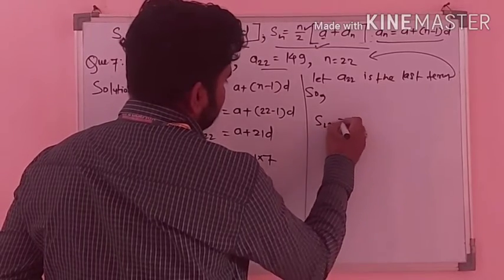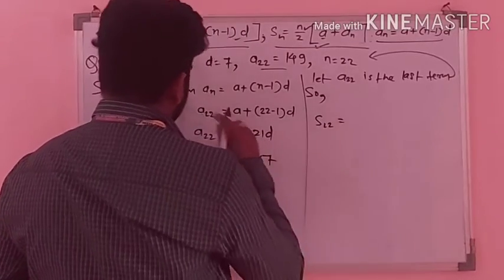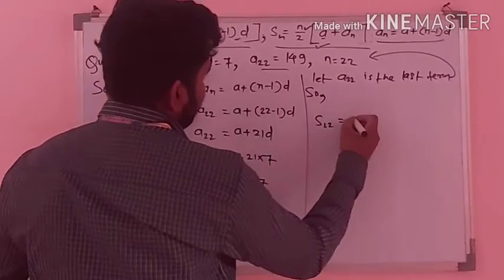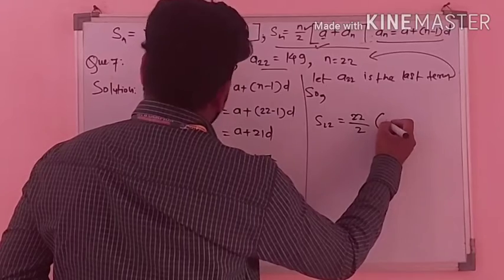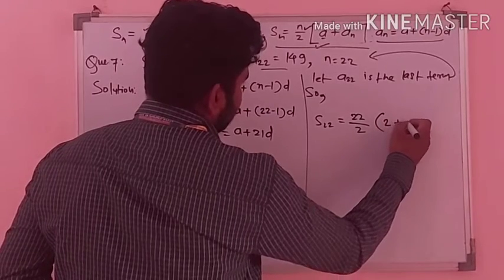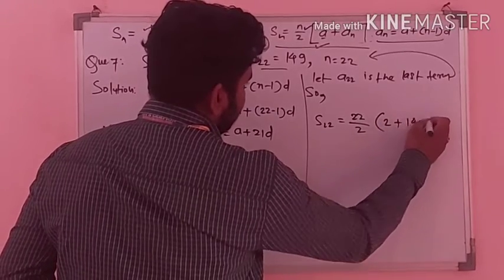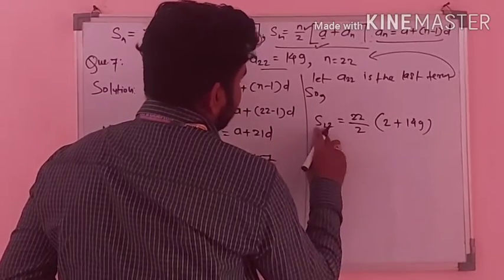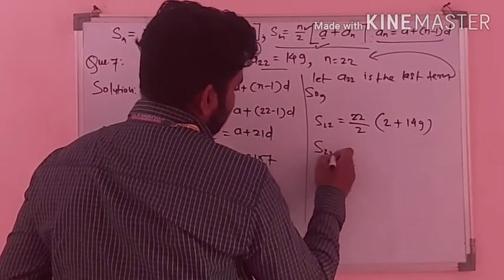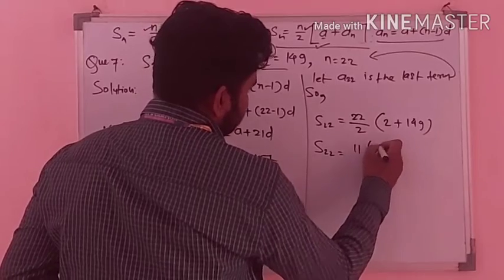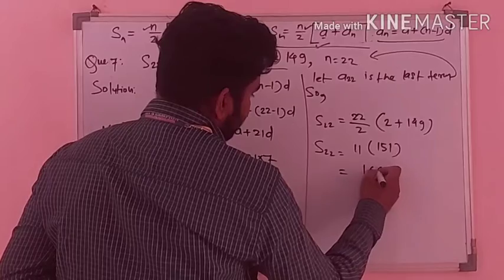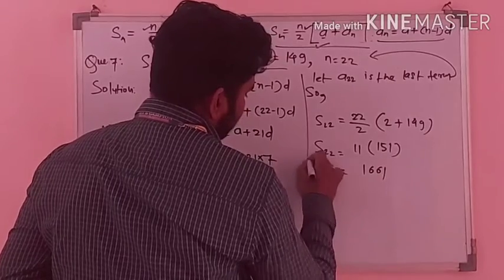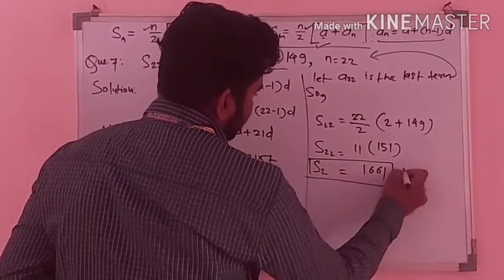So S22 is given by N, which is 22 by 2, times A, which is 2, plus An, which is equal to 149. We have to find out the value of S22. 22 by 2 is 11, times 151. This one is 1661. This is the S22 answer.